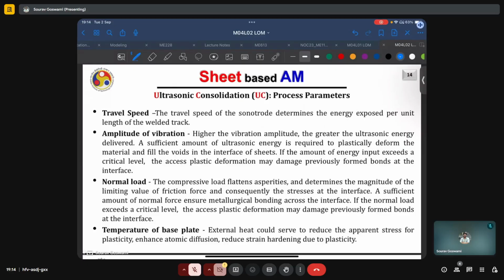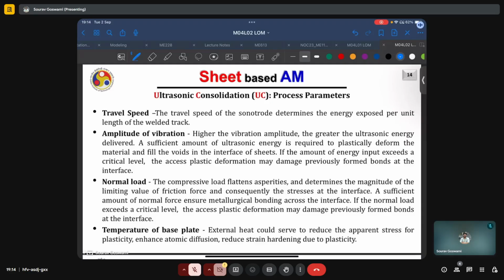When comparing across processes or when comparing parts built for the same process, we would of course take great care to mention the energy density that was used, because it is in many ways decisive of the characteristics of the part. Thus, we have to ensure that the travel speed is well controlled and consistent to ensure consistent energy deposition for energy exposed per unit length of the weld track.